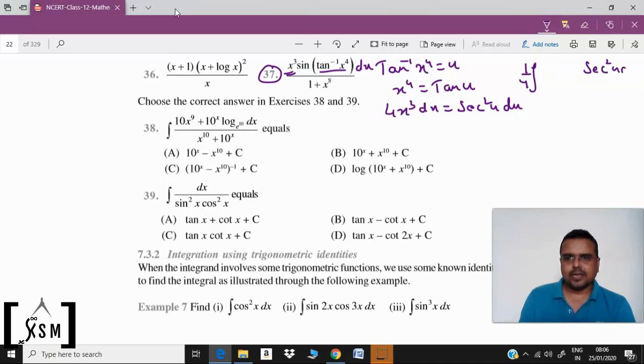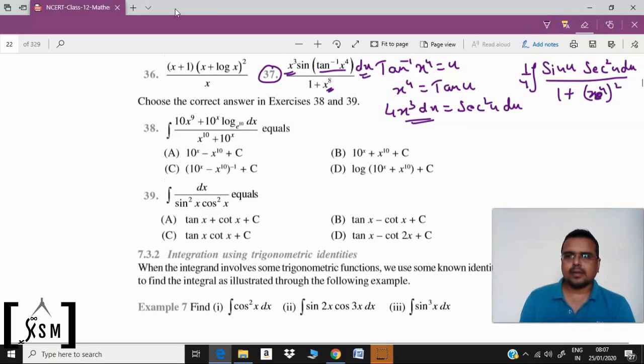For sine of this much, I will write sine of u, all over 1 plus x to the power 8. For x to the power 8, I will write x to the power 4 whole square, and x to the power 4 was tan u. So here I will replace this with tan, right? It is tan u whole square, correct? Okay, fine.